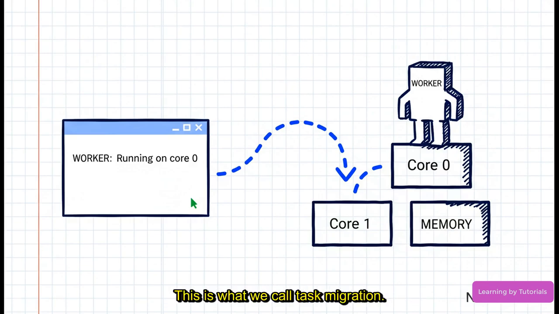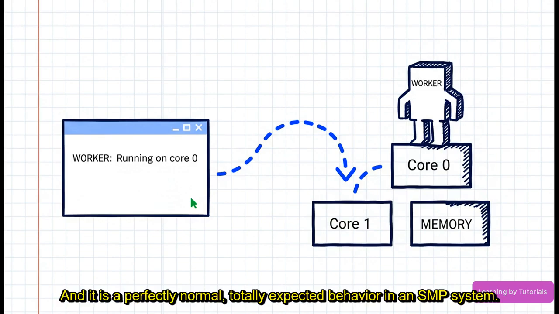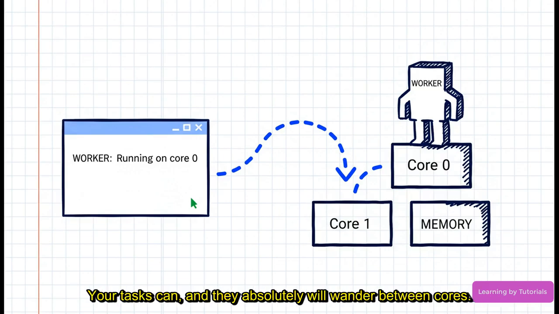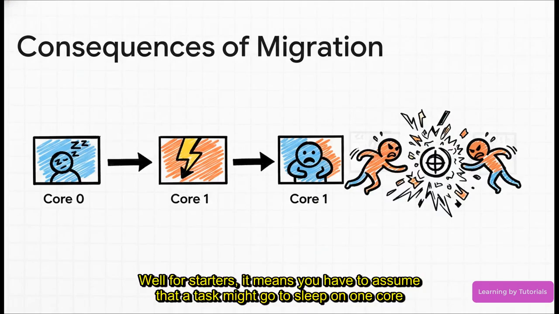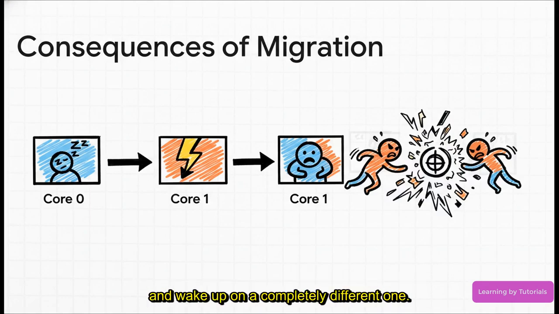This is what we call task migration, and it is a perfectly normal, totally expected behavior in an SMP system. Your tasks can, and they absolutely will, wander between cores. So, why is this such a big deal? Well, for starters, it means you have to assume that a task might go to sleep on one core and wake up on a completely different one.